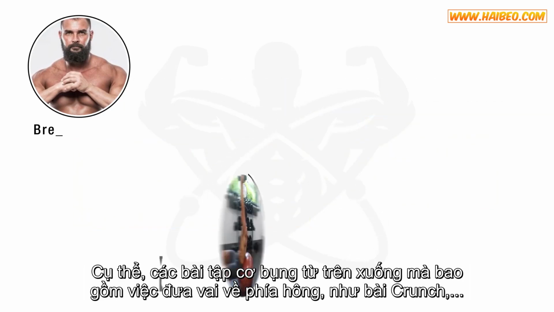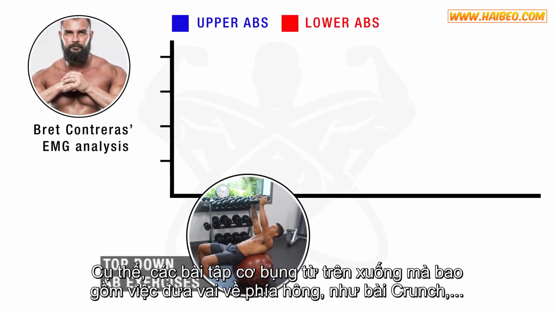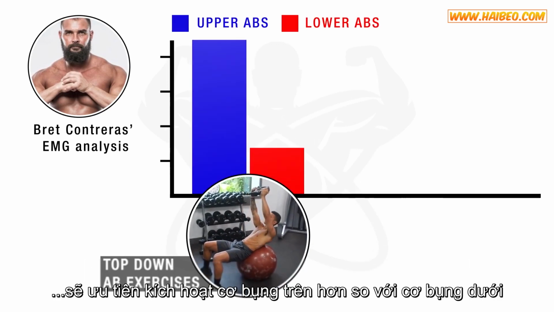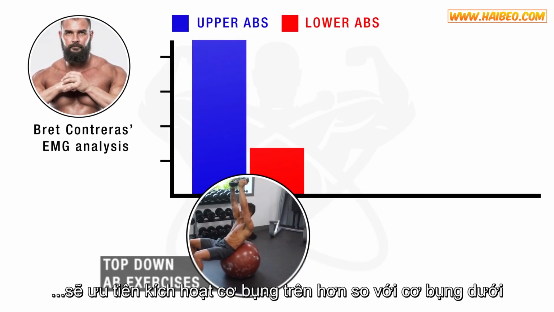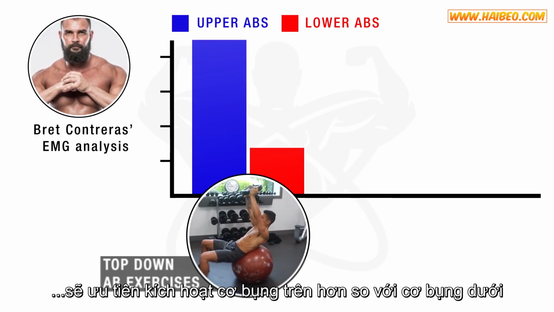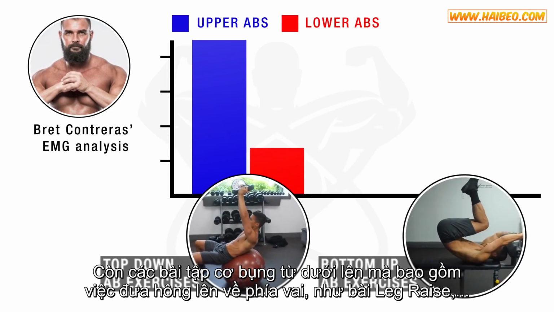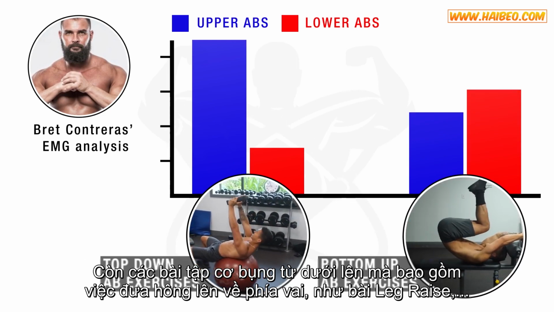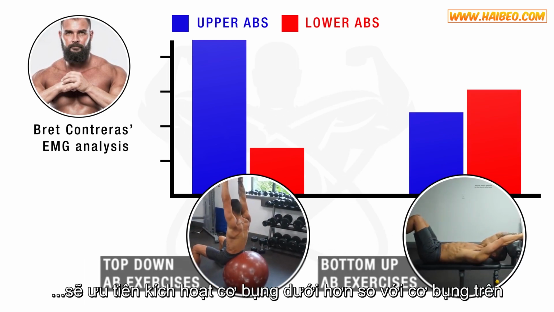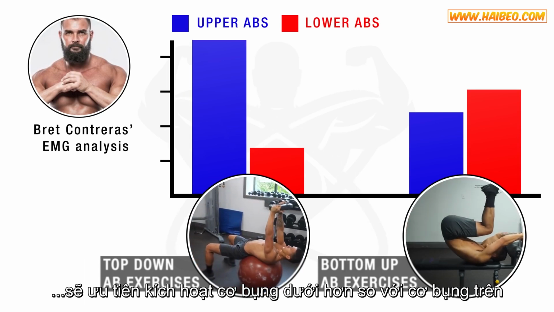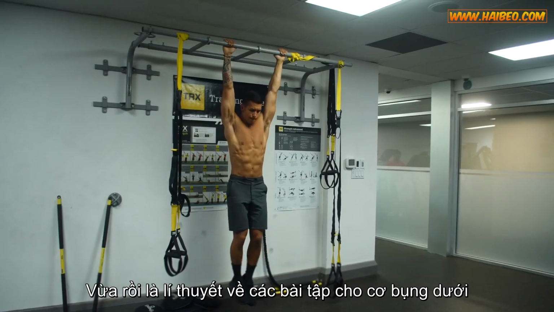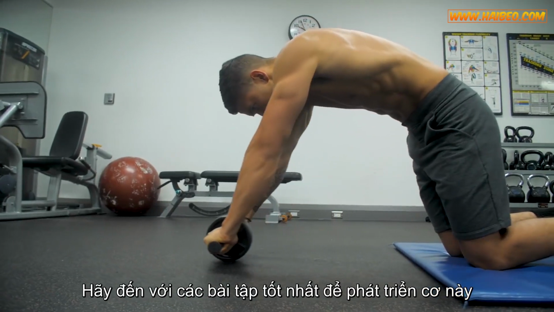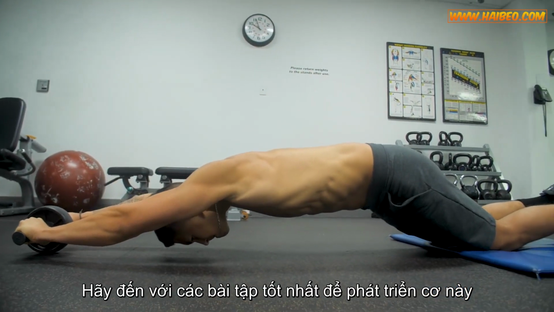More specifically though, top-down ab exercises that involve bringing your shoulders down towards your hips, such as crunches, are going to preferentially activate the upper abs more so than the lower abs. Whereas bottom-up ab exercises that involve bringing your hips up towards your shoulders, such as leg raises, are going to instead preferentially activate the lower abs more so than the upper abs. So now that we know the theory behind lower abs exercises, let's take a look at the best ones you can do to start developing this region.